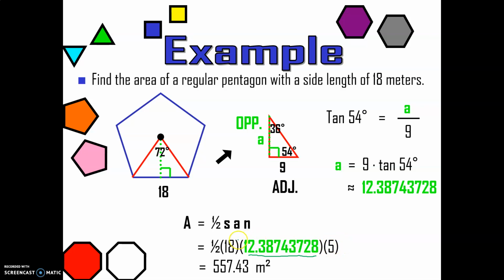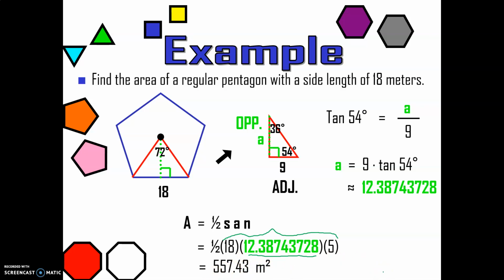If you multiply all that on your calculator, and I talked about this yesterday, if you multiply these 3 values, then take half of that, you get 557.43 square meters. So I didn't say it up here, but we're going to round to the nearest hundredths place. And again, round at the very, very end. Because if you round this to 12.4 and you round a little too early, you'll notice that your final answer will be quite different. So save the rounding for the very end, and this is our final answer.